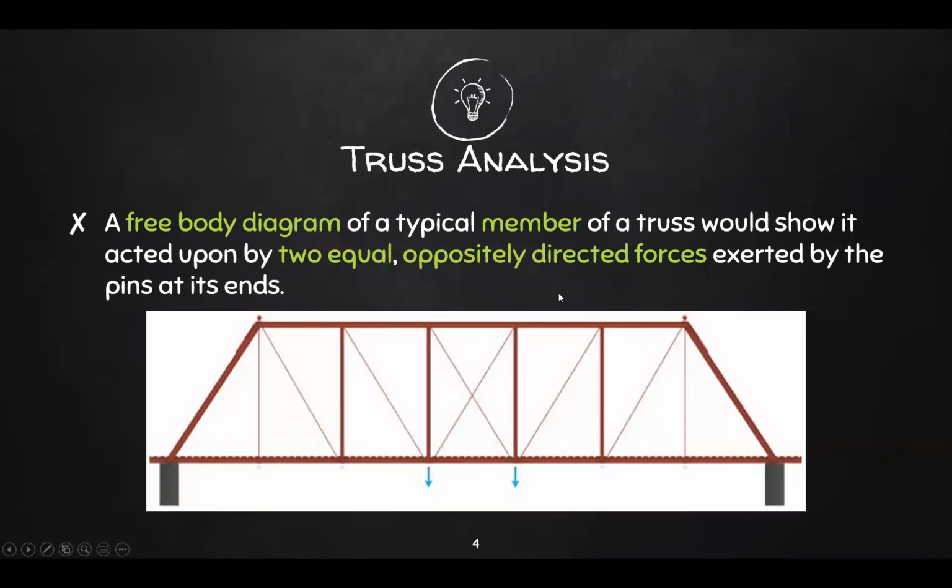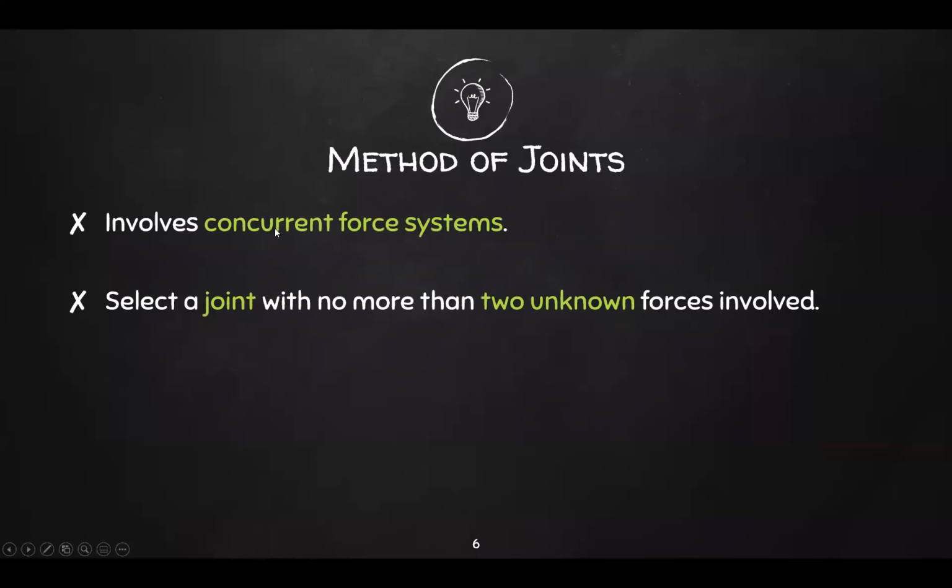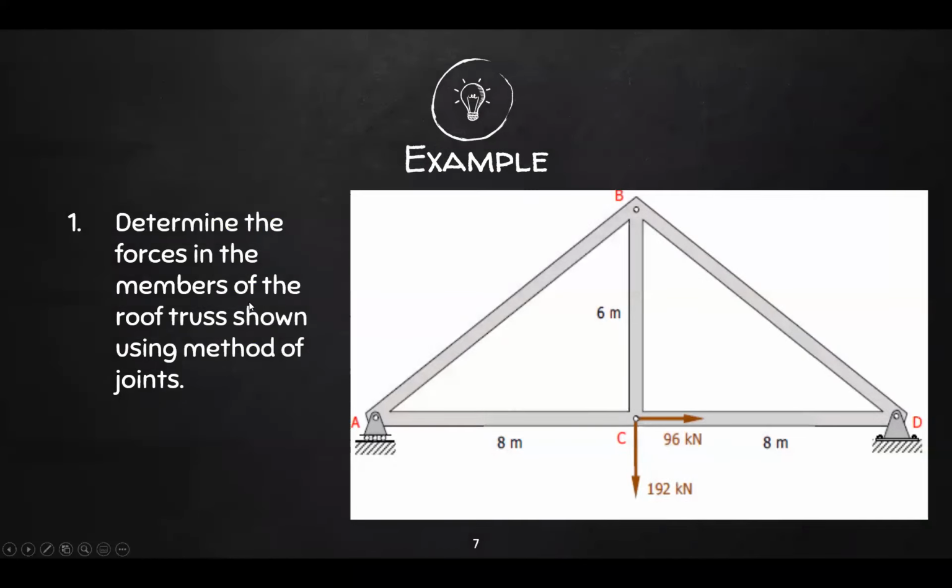Now let's move on to the first method in analysis, which is method of joints. Method of joints involves concurrent force systems. Recall, concurrent force systems are forces wherein they intersect at a common point. And one thing about method of joints is that when you're solving, you should select a joint with no more than two unknown forces involved. So no more than two. Keep that in mind as we go into our first example for method of joints.